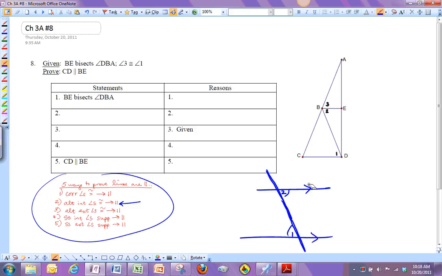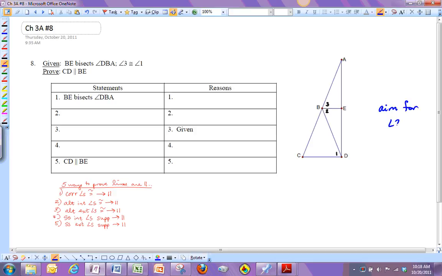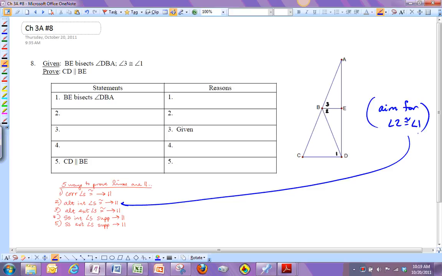Okay? So let's start the proof. So the goal is to aim for angle 2 and angle 1 being the same, because then that'll lead to this. Okay, so BE bisects DBA, that's a given. So I'm just going to cross this off. We've already taken care of that. So this guy bisects this angle.